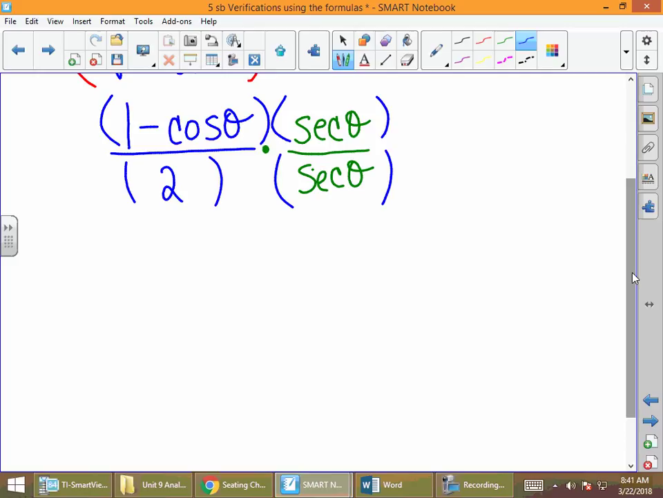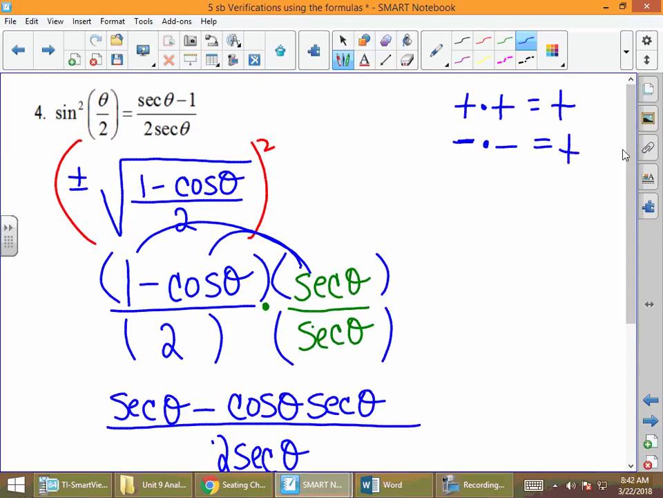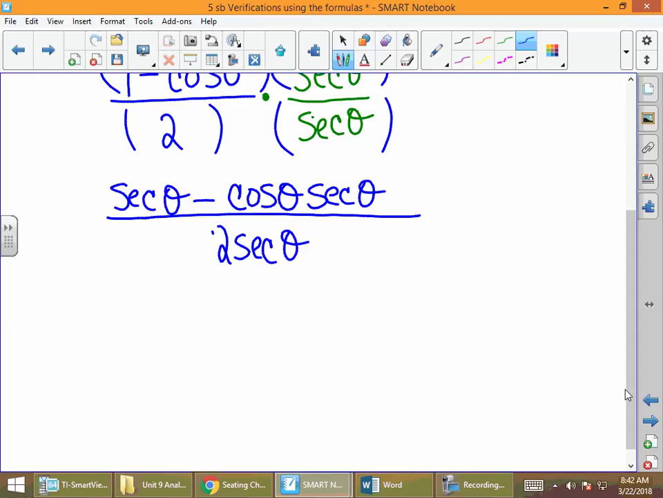And what happens is we end up with secant of theta minus cosine theta secant theta. We distributed that secant. Down here in the denominator, we get 2 times secant of theta. And that's how I knew I was on the right track, because look at the other side. The other side in the denominator is 2 secant of theta. So we came up with that. So we're closer now. We need to deal with the numerator.